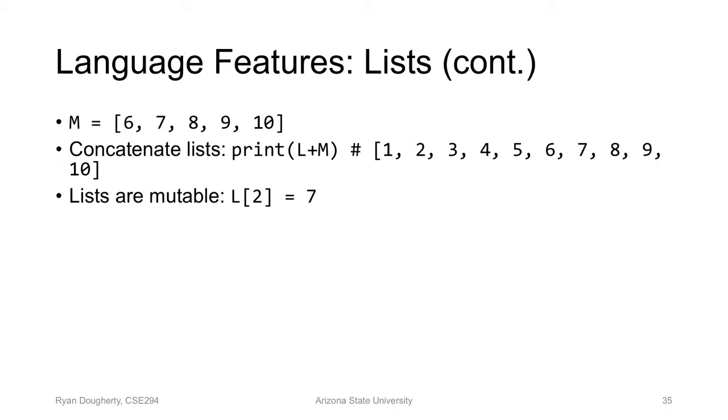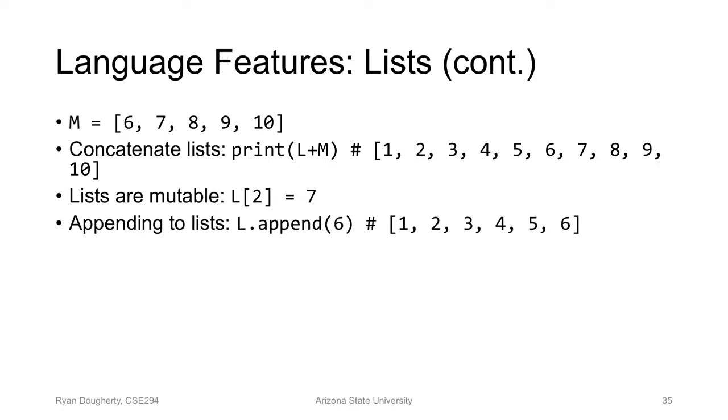Obviously, lists are mutable. We can assign to a particular index with a particular value. We can append to a list. So the way to append is calling the .append function on a list. So here I'm saying L.append(6). So what it does is it appends it on the end of the list.